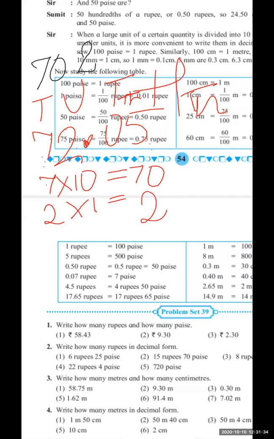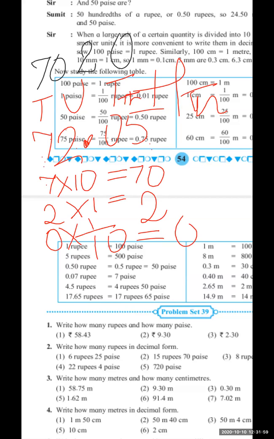Then next, place value of 0. So 0 into 1 upon 10. Why are we taking 1 upon 10? Because 0 is after the decimal point. So 0 into 1 upon 10. If you multiply any number by 0, you get 0 only. So the answer is again 0. So place value of this 0 is 0 only.